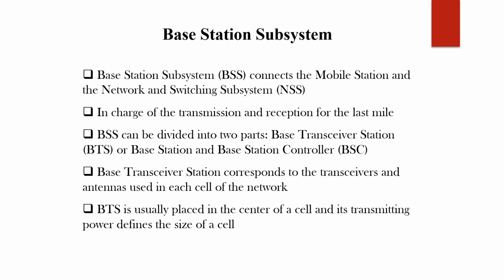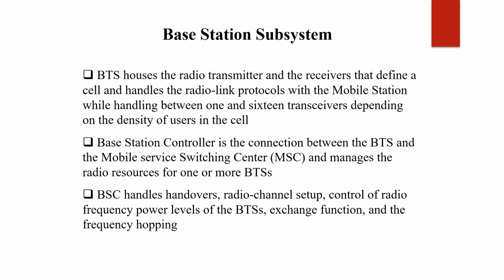system. The base station subsystem is responsible for transmission and reception of your transactions, and is divided into two parts, that is BTS and BSC. It is responsible for the transceivers and antennas used in each cell of the network. BTS consists of transceivers and antennas. BTS is usually placed in the center of the cell, and the transmitting power defines the size of a cell. Again, the base station controller is responsible for communication between the BTS and the mobile switching center, and manages the radio resources.